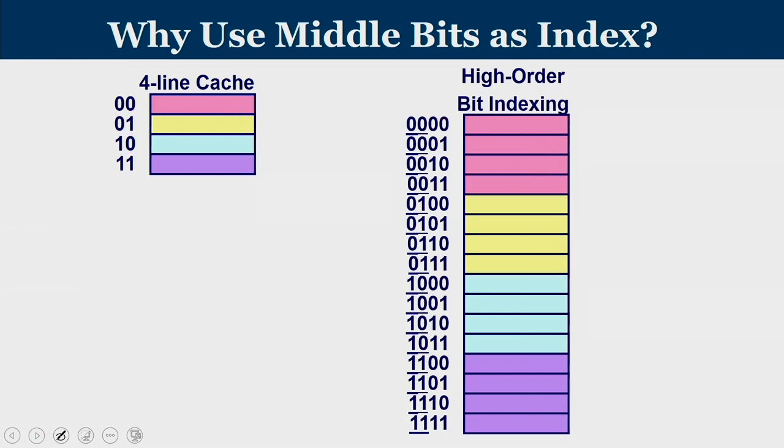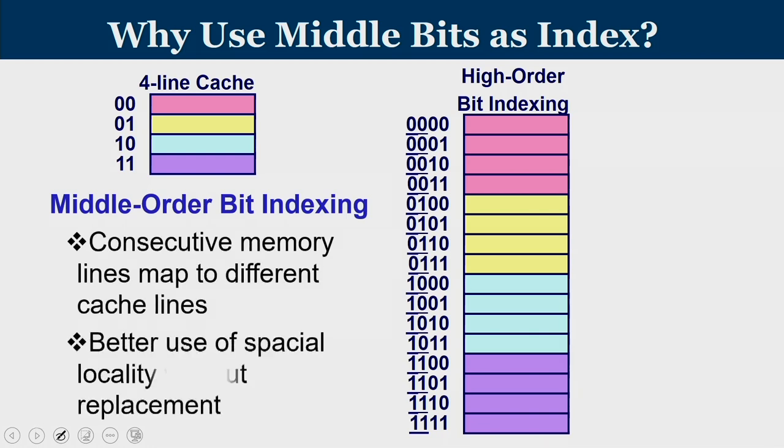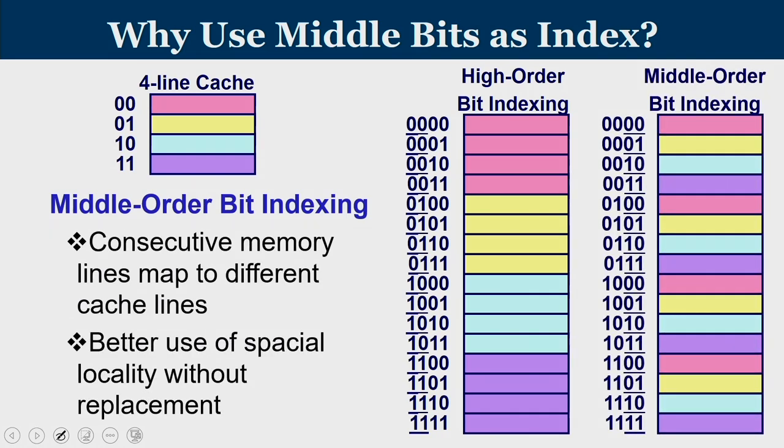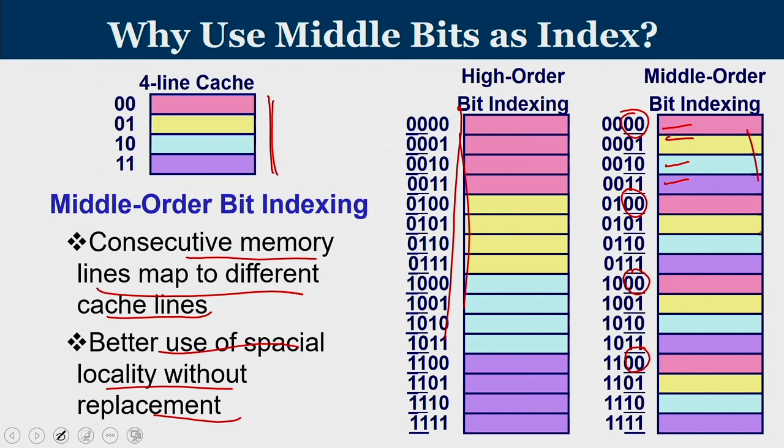If you are using lower order bits for indexing, that is the middle order bits for indexing, then it is a better usage of spatial locality. You can see that if these two bits are being used, then these are the blocks that get mapped into the same location. They are not adjacent to each other. So, consecutive memory lines are actually mapped into different lines. If you look here, they all are mapping to different lines. This is better use of spatial locality without replacement. In the earlier case, we have a lot of replacements, whereas in this case, such replacement is not happening as we move to adjacent locations.